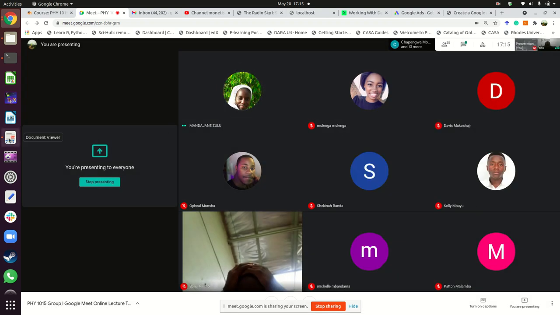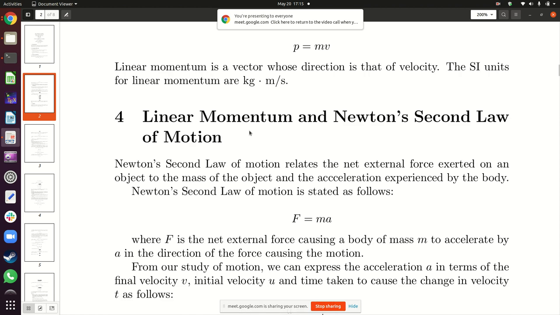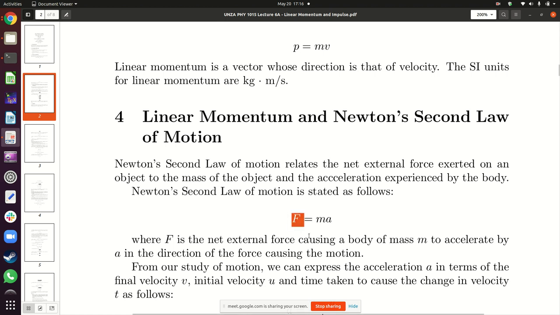Okay, if there are no questions, next we move on to linear momentum and Newton's second law of motion. Now, we know that Newton's second law of motion gives us the connection between a resultant force, which is F in this case, the mass of the object, and the acceleration which this force is going to cause. This is Newton's second law of motion.